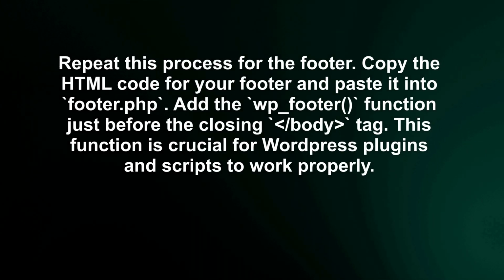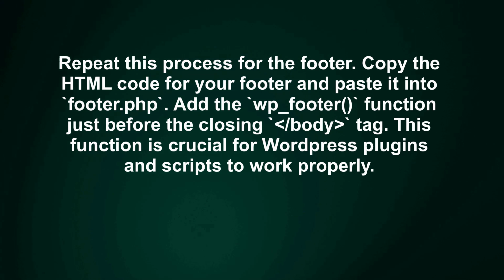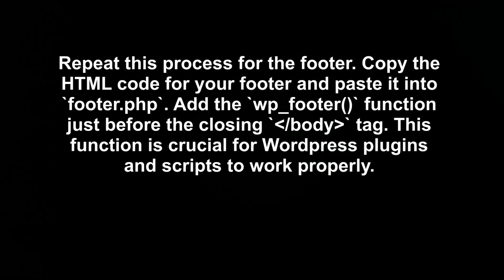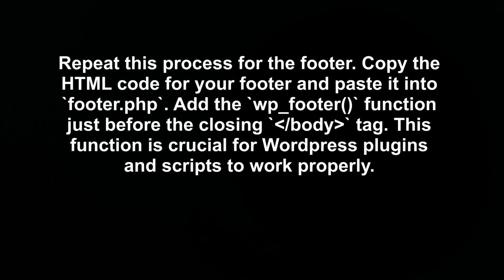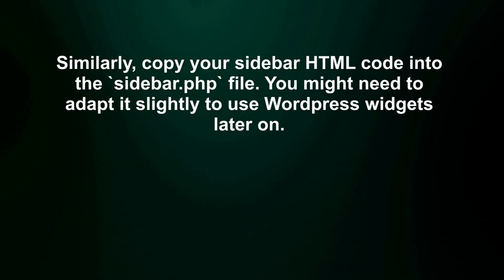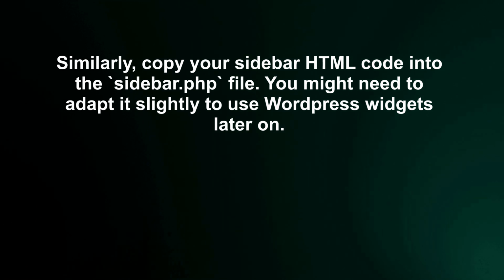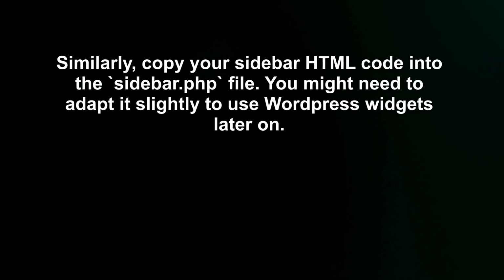Repeat this process for the footer. Copy the HTML code for your footer and paste it into Footer.php. Add the wp_footer function just before the closing body tag. This function is crucial for WordPress plugins and scripts to work properly. Similarly, copy your sidebar HTML code into the sidebar.php file. You might need to adapt it slightly to use WordPress widgets later on.